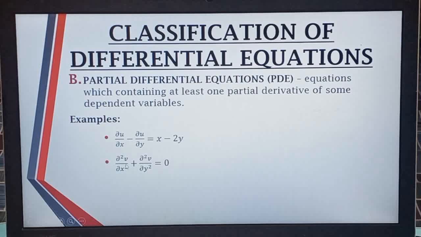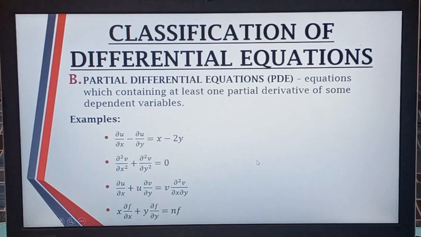Another example is the second partial derivative of v with respect to x plus the second partial of v with respect to y equals 0. Another example is the partial of u with respect to x plus u multiplied by the partial of v with respect to y equals v multiplied by the second partial of v with respect to x and y. Last example is x multiplied by the partial of f with respect to x plus y multiplied by the partial of f with respect to y equals n multiplied by f.